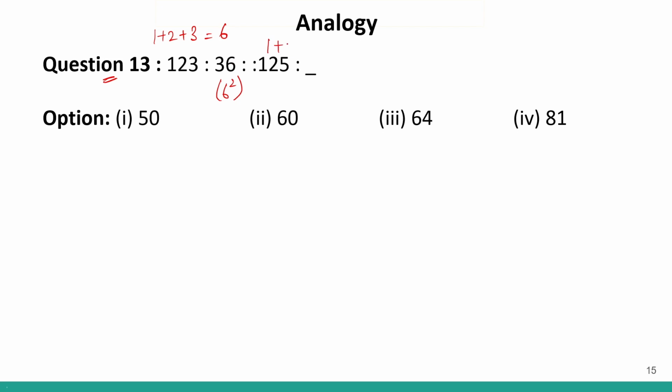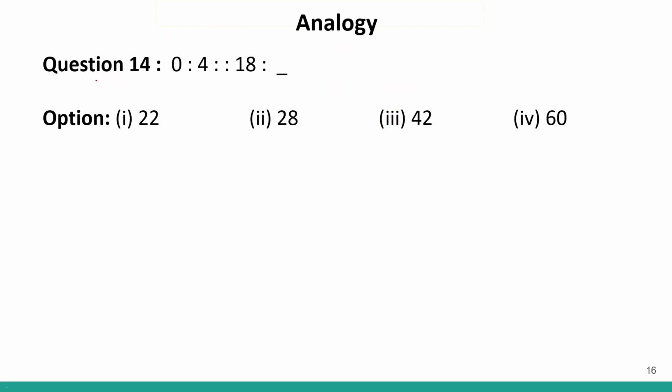So, if I do 1 plus 2 plus 5, how much will I get? 1 plus 2 is 3, 3 plus 5 is 8. So, 8 square will be 64. This will be my answer, which is given in option number 3. So, option number 3 will be the correct answer to this question.